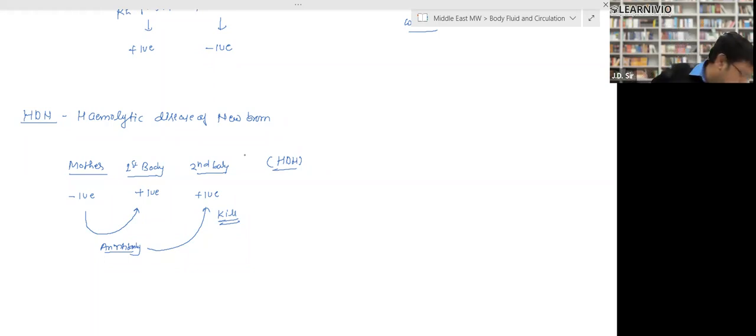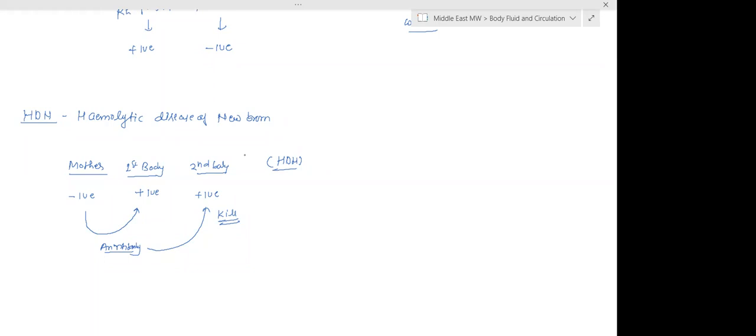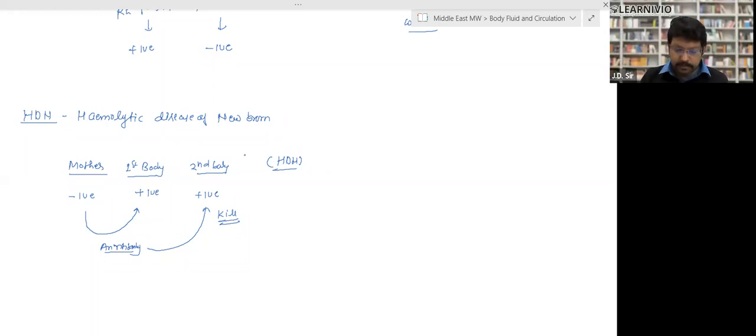But in the second baby, it will lead to hemolytic disease of the newborn, and it won't survive. So the blood concept is clear? Yes, sir. Okay. So now there is a topic of blood clotting. It's a very important topic.